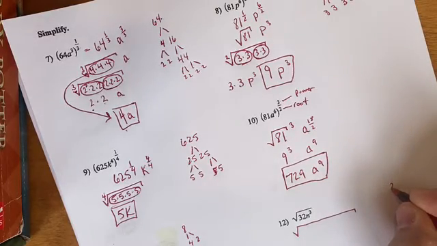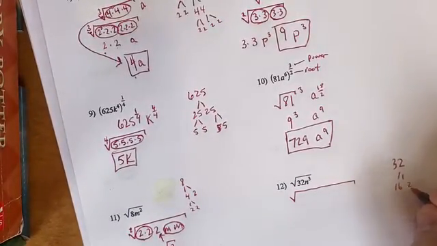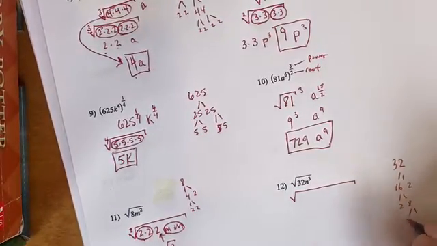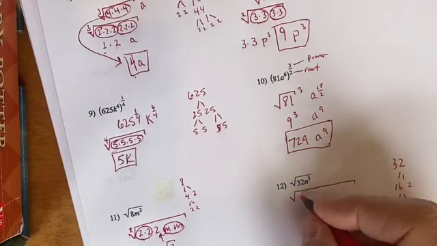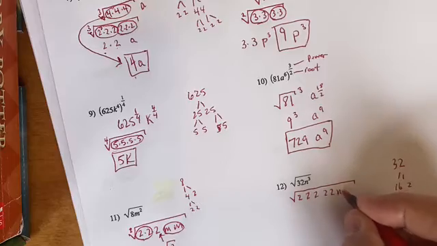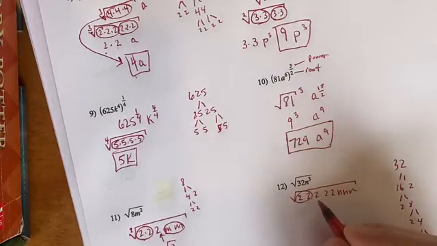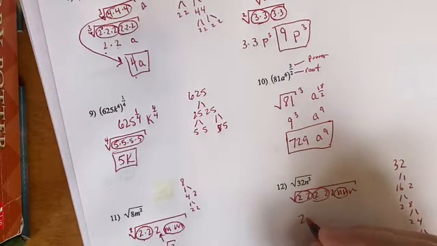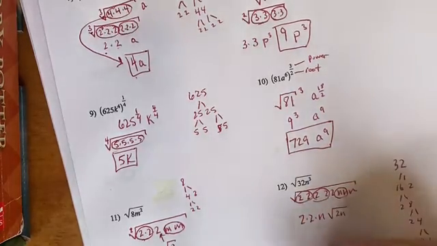If you find the prime factorization of 32, that's 16 times 2, and 16 is 2 times 8, and 8 is 2 times 4, and 4 is 2 times 2. So there's 1, 2, 3, 4, 5 2s. 3 n's. And for every 2 that are the same, 1 comes out. So there's a 2 times 2 times n outside, and what's left in the radical is just 2n.